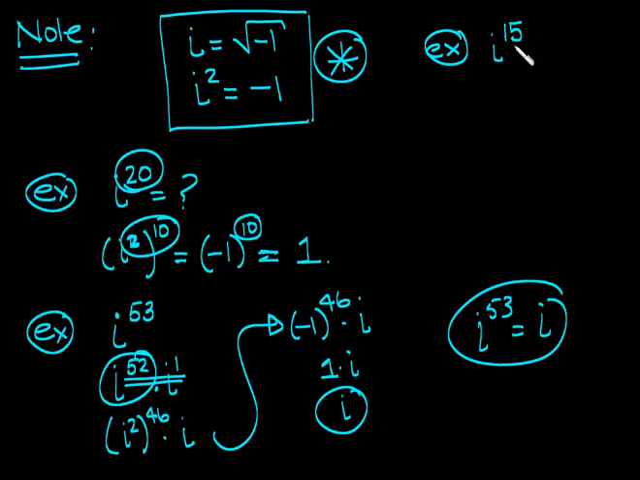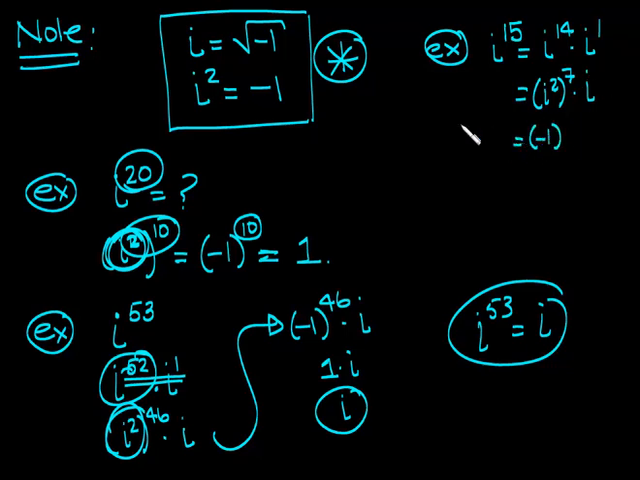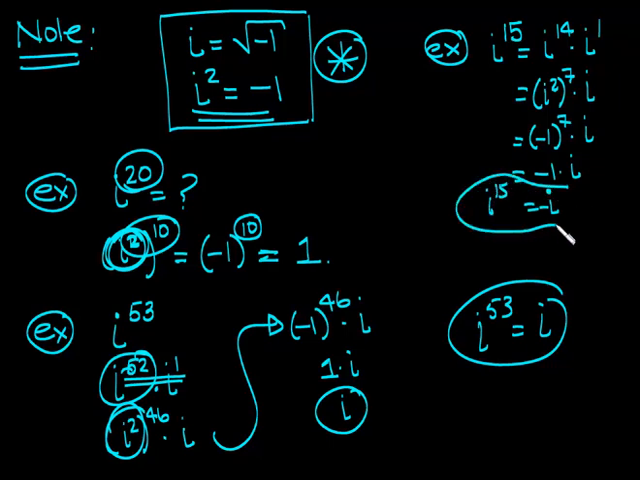Since it's an odd exponent, I can break it into even and 1, since we want to write the power as i squared. The even one can be written as i squared raised to 7, because 2 times 7 is 14, times i. So we get i squared is minus 1, we just found that out, raised to 7, times i. Any negative number raised to an odd power is negative, and 1 raised to any power is just 1. So we get minus 1 times i, which is negative i. So i raised to 15 is negative i.